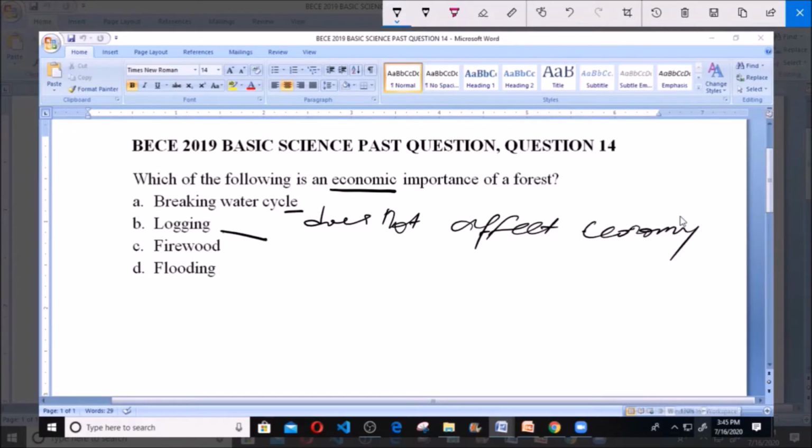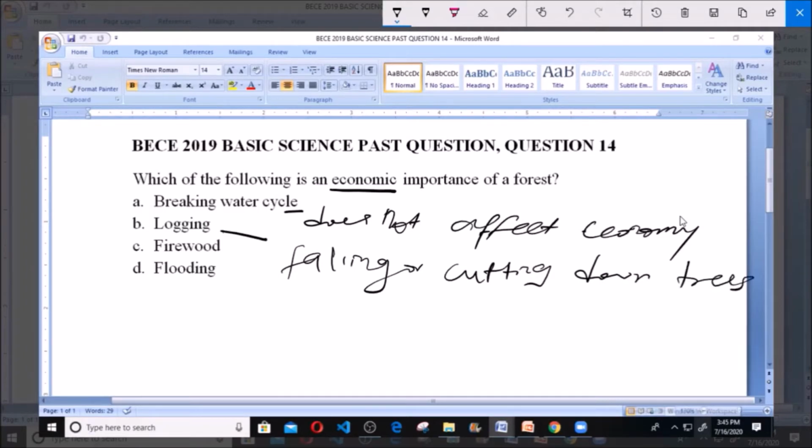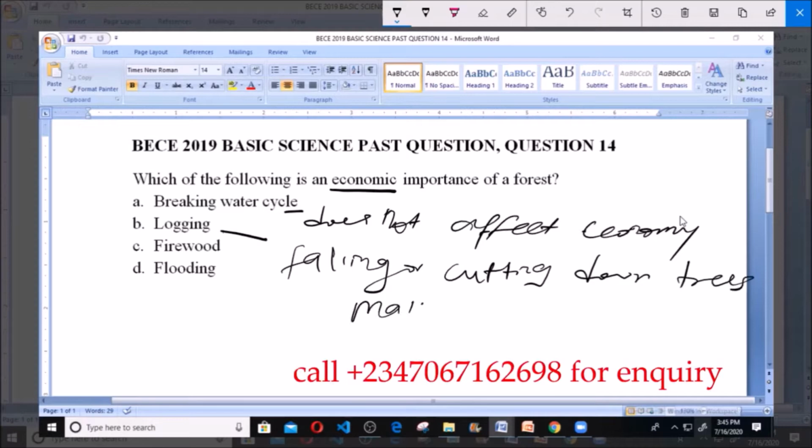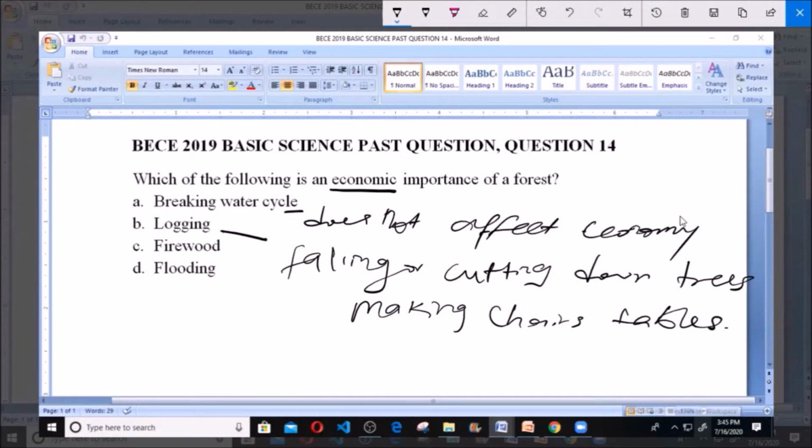Now, logging. What does logging mean? Logging simply means falling trees or cutting down trees for the purpose of making chairs, tables, and all that wooden materials or other wooden equipment. And definitely for you to get these trees, you get them in the forest. When you cut down these trees and process them into chairs, tables, doors and various wooden equipment, they are being sold, and this will generate income. So it affects the economy.